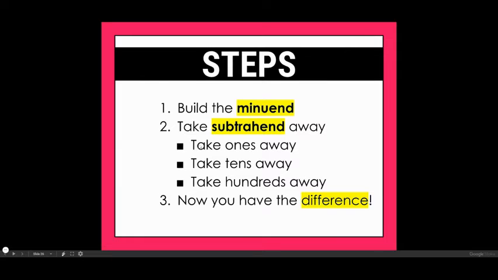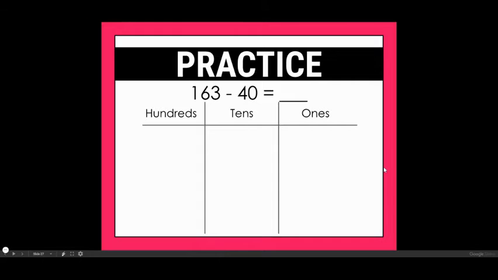And we're still going to follow the same steps. So we're still going to start by building the minuend. Then we will take away the subtrahend. We'll start in our ones, then our tens, and then our hundreds. And then you will be left with the difference. So just like yesterday, you're going to watch me do one, and then you're going to do two more with me. So let's start with 163 minus 40.